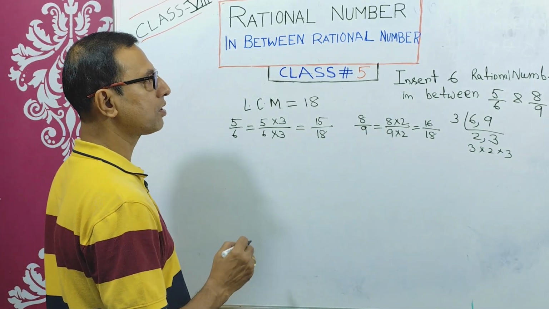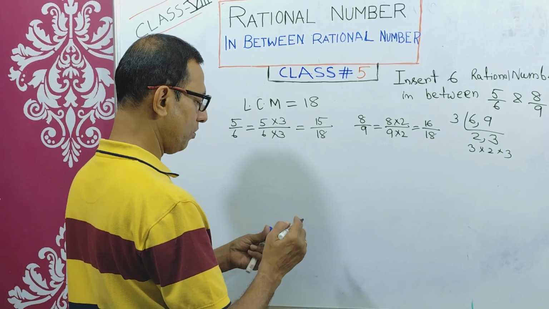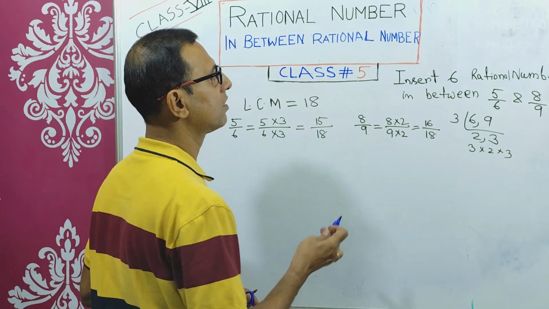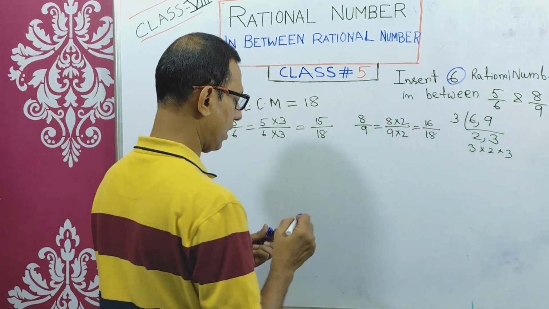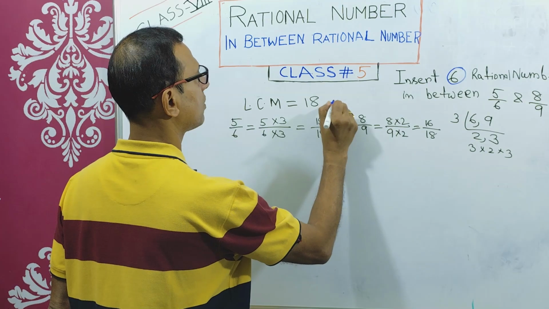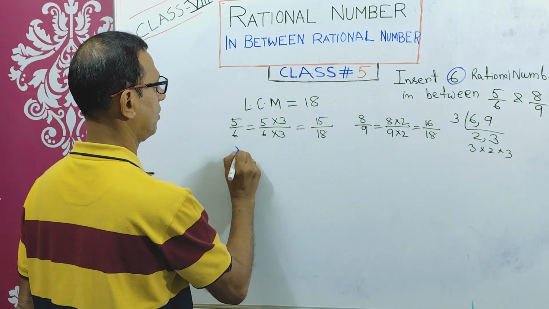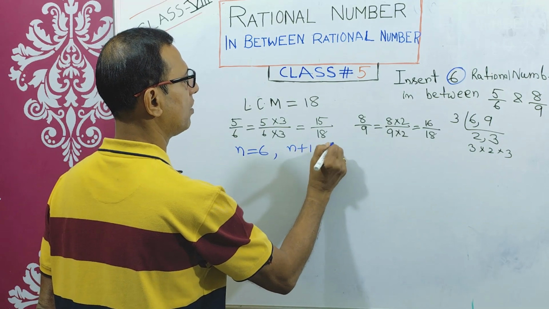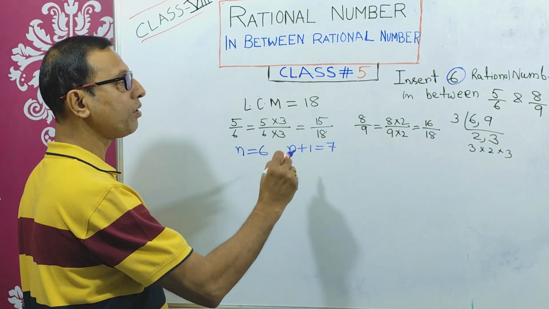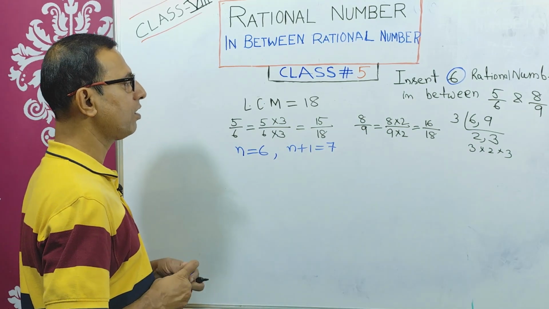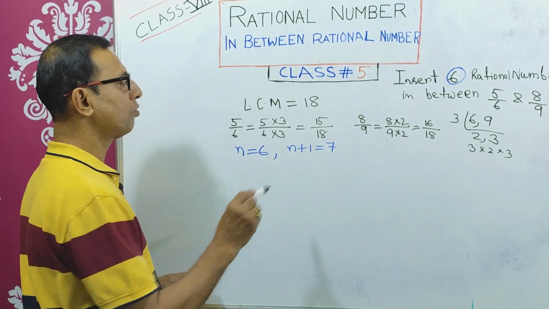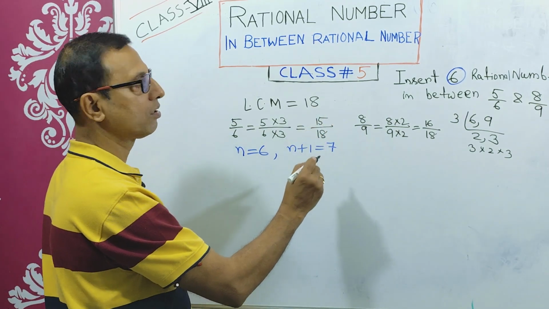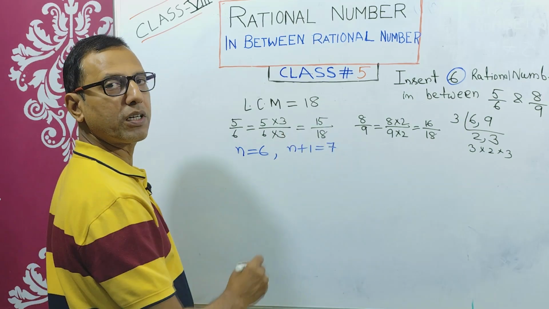What was step number 2? Step number 2 is how many rational numbers you are asked to find out. You are asked to find 6 rational numbers in between. That means n equals 6, so n plus 1 equals 7. So what you need to do? Now you need to make equivalent fractions of these two rational numbers by multiplying with 7 both numerator and denominator.